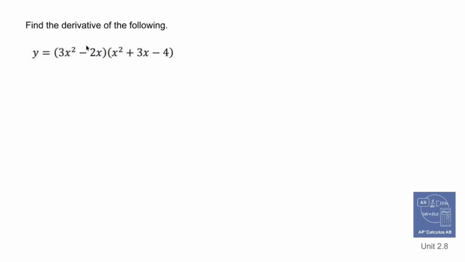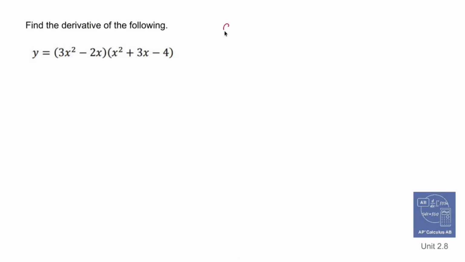Find the derivative of the following. y equals 3x squared minus 2x, all in its own parentheses, times a brand new quadratic, x squared plus 3x minus 4. Now, there's two ways that you can handle this. You can FOIL all this out and deal with the polynomial. I'm not going to do that. What I'm going to do is use the product rule.